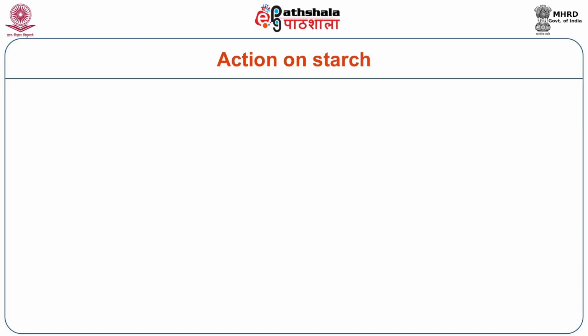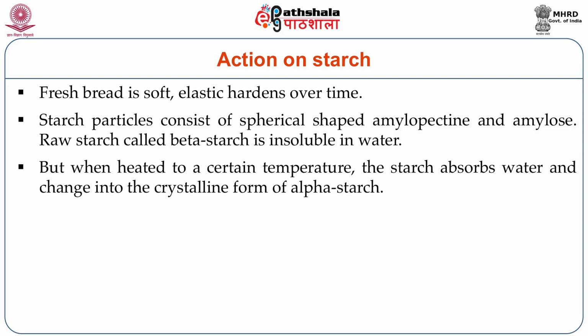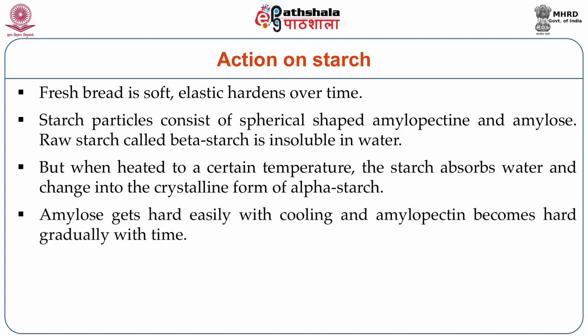Then let us see the next function, that is the function of emulsifiers on starches. Freshly baked breads or cakes are very soft and elastic, but they harden over time. The starch particles generally consist of spherical, spear-shaped amylose and amylopectin. Raw starch, called beta starch, is insoluble in water, but when heated to a certain temperature, the starch absorbs water and changes into a crystalline form, alpha starch. The amylose gets hard easily with cooling, and amylopectin becomes hard gradually with time.